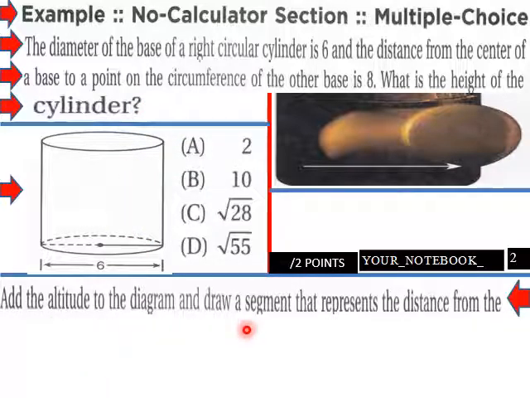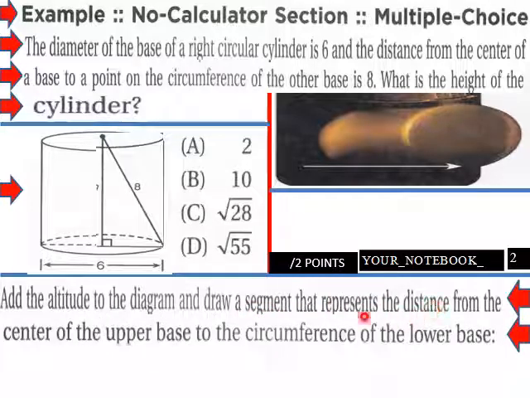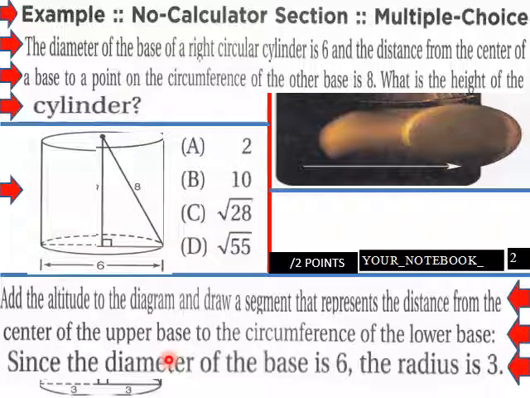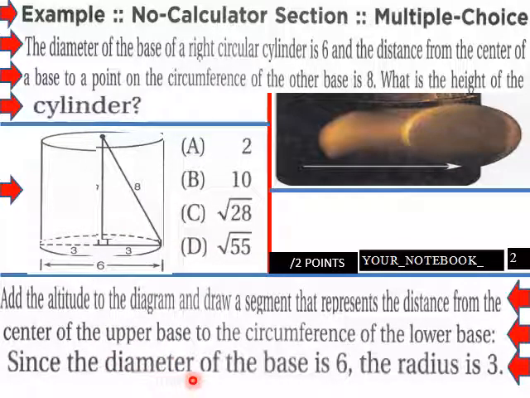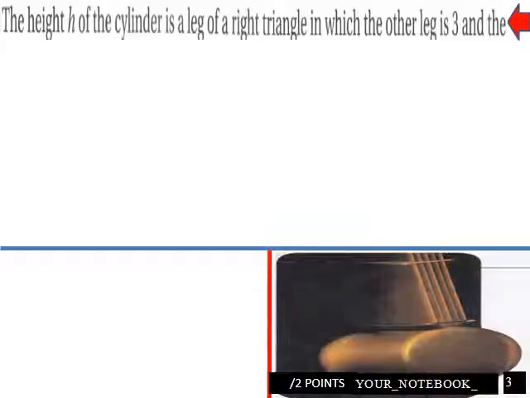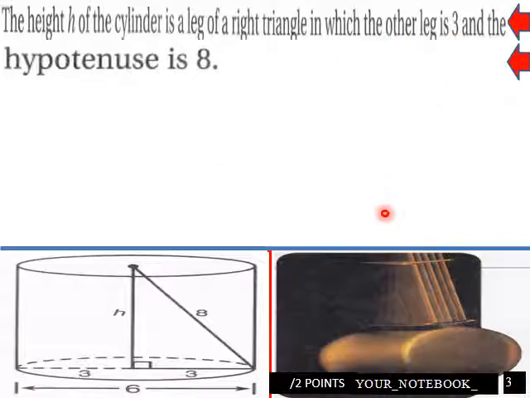Add the altitude to the diagram and draw a segment that represents the distance from the center of the upper base to the circumference of the lower base. Here it is. Here's your altitude, or the height of your cylinder. Since the diameter of the base is 6, the radius is 3. So this will dissect your diameter here, and you have 3 as your radii. The height h of the cylinder is the leg of a right triangle in which the other leg is 3. So here's your height, your leg here is 3. What's the hypotenuse?